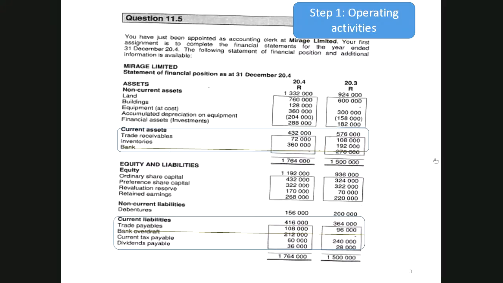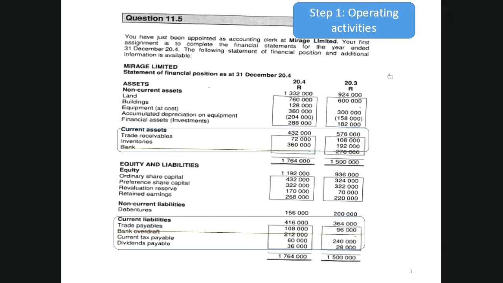Okay, so let's look at question 11.5. In your textbooks on page 310 onwards, there actually is a blank format that you could have used in terms of answering the question. You can use that if you like, but I'm going to be going through step by step, showing you how to put together the cash flow statement required of this question.